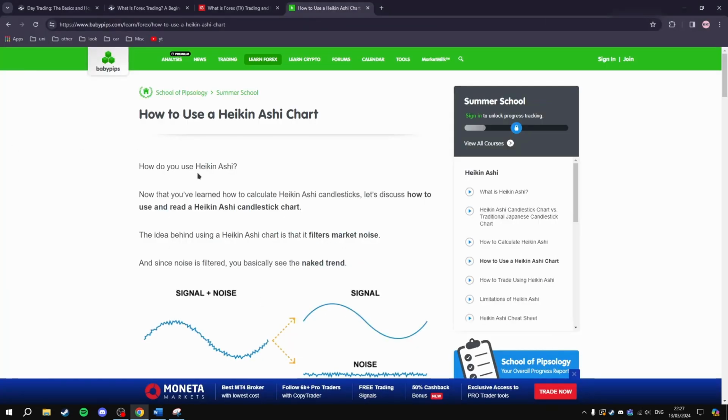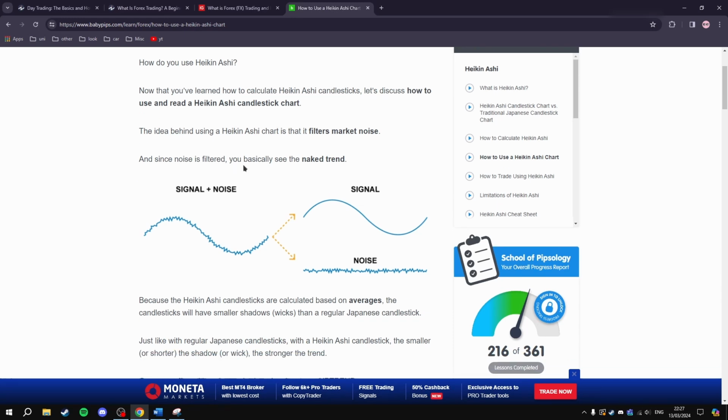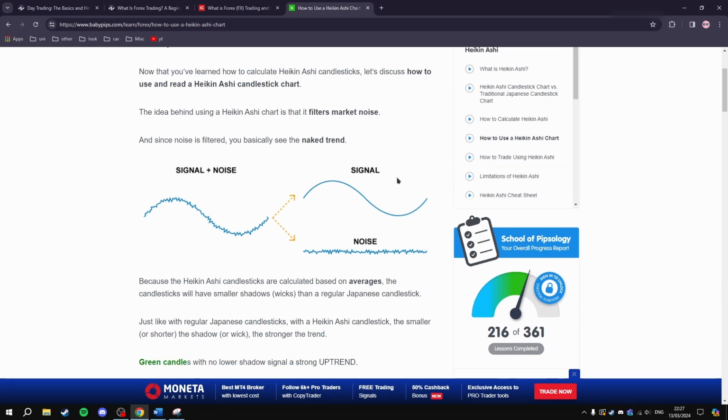How do you use heikin ashi? Now that you've learnt how to calculate heikin ashi candlesticks, let's discuss how to use and read a heikin ashi candlestick chart. The idea behind using a heikin ashi chart is that it filters market noise, and since noise is filtered, you basically see the naked trend.